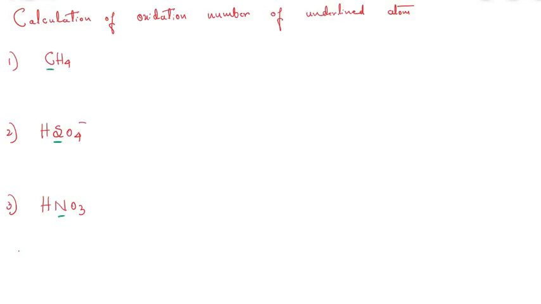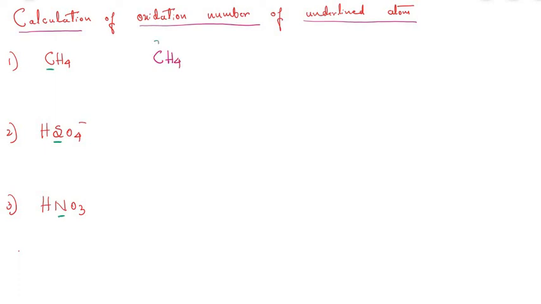So here we are going to do calculation of oxidation number of the underlined atom. The first one is CH4. I have to calculate the oxidation number of carbon in CH4, which is called methane. Hydrogen always has an oxidation state of +1, we have to remember, but yet there are exceptions. So I can write here CH4 as it is.